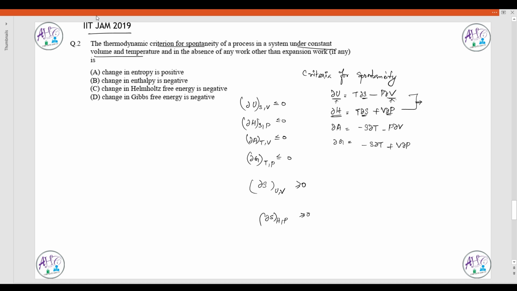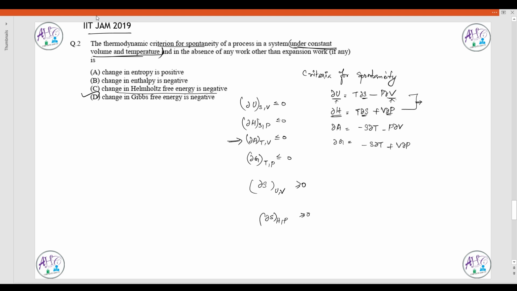So what is the question asking here? The thermodynamic criteria for spontaneity of a process in a system under constant volume and constant temperature. So here there is constant volume and constant temperature, which is only your Helmholtz. In the options, we see the change in Helmholtz free energy is negative. So what values do we have? It will be less than or equal to 0. So this is going to be negative. So option C is the correct answer. This is how you need to approach this one. This is the easiest way. You don't have to remember all things.